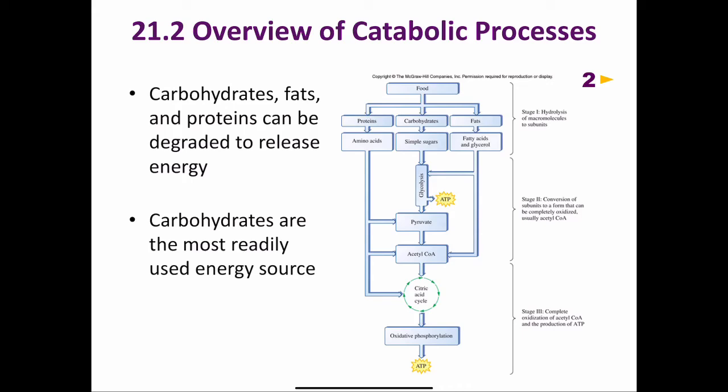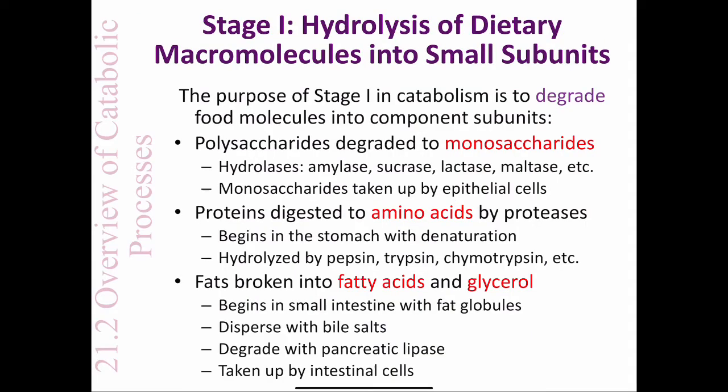Carbohydrates, fats, and proteins can all be degraded to release energy, but carbohydrates are the most readily used energy source. When we eat a meal, we are eating quantities of these nutrients that will provide the energy required for life processes. We can organize catabolic processes into 3 stages, which are summarized in the figure on the right. The purpose of the first stage of catabolism is to degrade large food molecules into their component subunits.